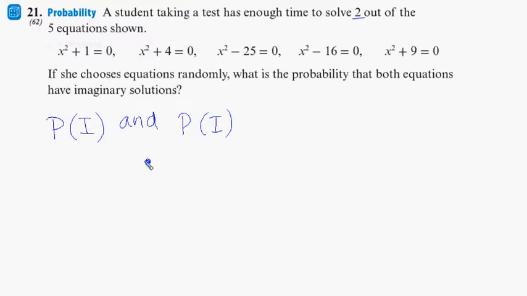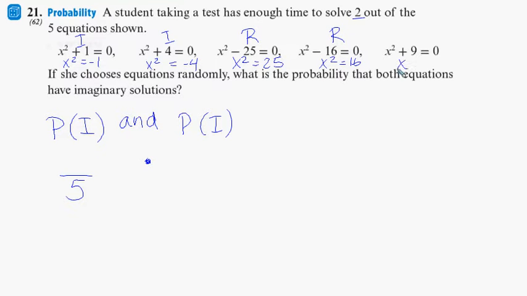So what is the probability of getting an imaginary solution the first time? Well, there's 5 to choose from. How many of these equations are imaginary? Well, if you bring this -1 over here, you're going to get x squared equals -1. There's an imaginary one. Here, if you bring this 4 over, that's -4. Take the square root of both sides, you're going to have an imaginary solution. You bring this one over here, you're going to get 25. That's just plus or minus 5. This is real. This one, x squared equals 16.